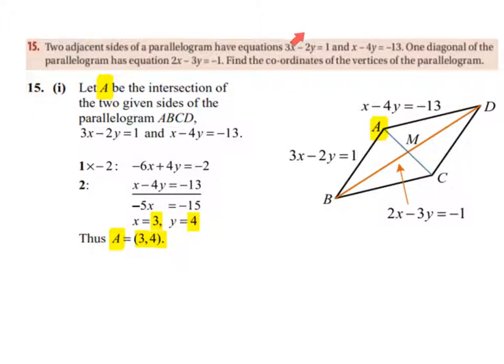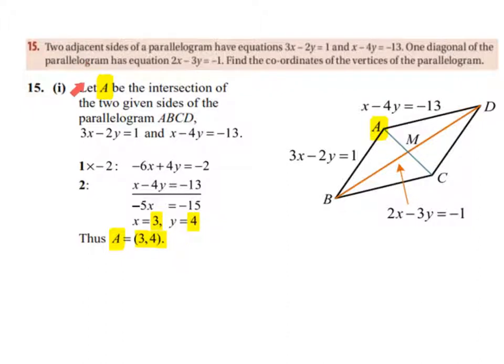So 3x minus 2y equals 1 is the equation of one of the lines. And the adjacent side is x minus 4y equals minus 13. One diagonal of the parallelogram has the equation 2x minus 3y equals minus 1. We want to find the coordinates of the vertices of the parallelogram. So we want to find the coordinates of A, B, C, and D.